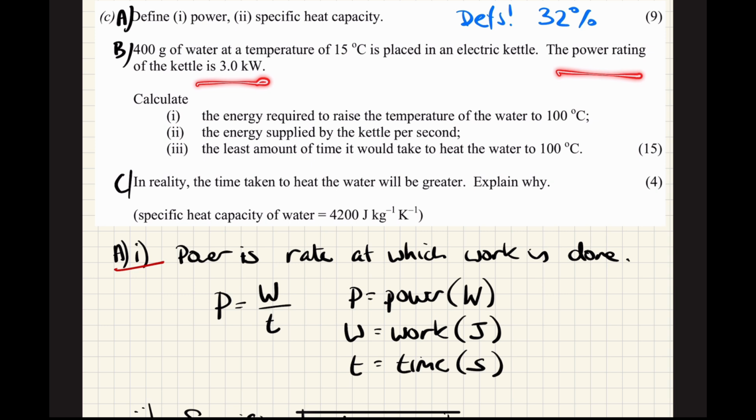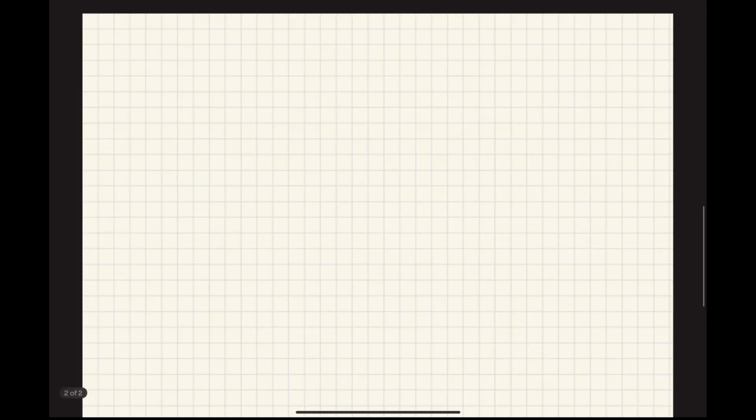Right? Why has he told us this? Look at how he's leading us into a question, by the way. He's telling us all this stuff. Probably going to have to use specific heat capacity. Probably going to have to use power. Right. Calculate the energy required to raise the temperature of the water to 100 degrees. So let's have a look.